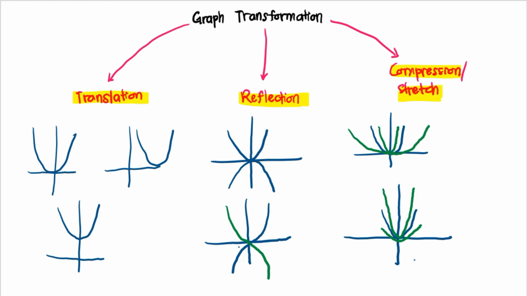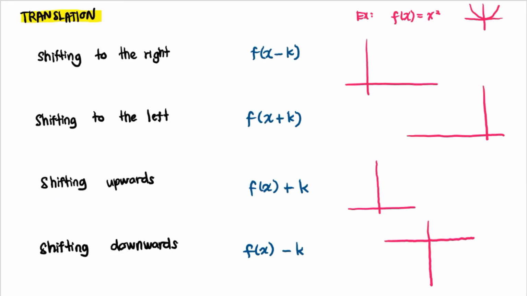Right, so let's look at each of these concepts. The first one is translation. Suppose we want to shift the graph to the right by k units, where k is a positive number. Suppose this is the graph, f(x) equal to x squared. If we shift the graph by k units, we have f(x minus k), so our graph will look something like this.